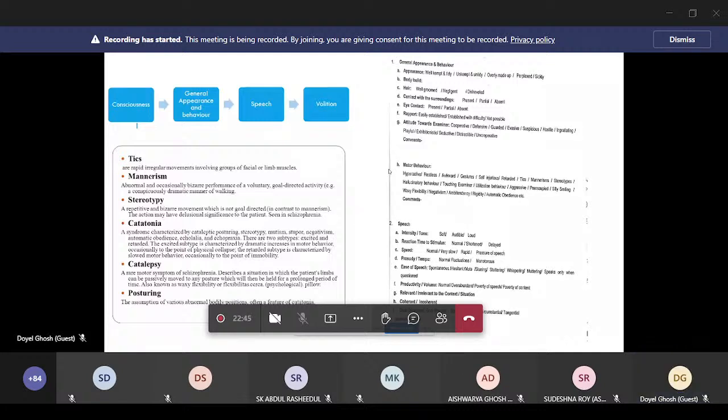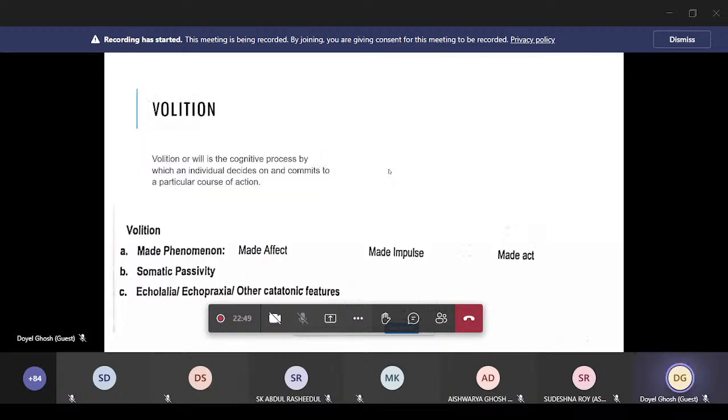Okay, so we're proceeding towards volition. Now, what is volition? Volition is will, willful activity. Volition or will is a cognitive process by which an individual decides on and commits to a particular course of action. It's a willful action. What happens in some psychological disorders? You can see it is written made phenomena. Under made phenomena, there are three symptoms: made affect, made impulse, and made act.